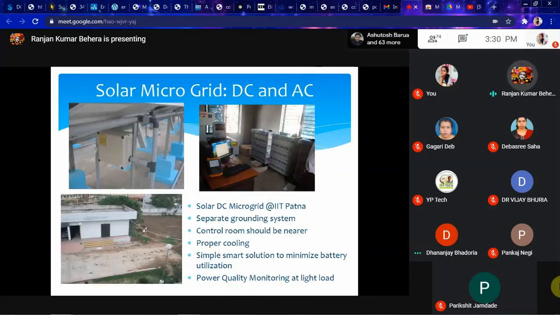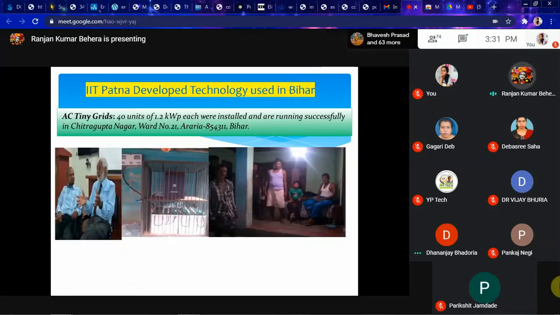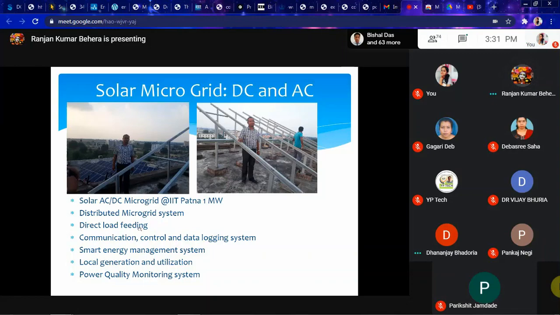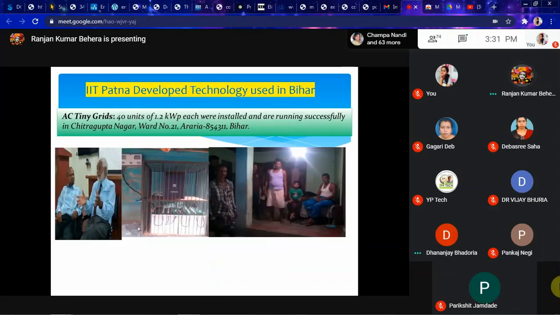But the most important thing in the solar system is to design specially the grounding system, okay? And then the battery utilization, minimization of the battery utilization, are important. Then we have a 1 megawatt direct feeding PV system in IIT Patna. It is also used in many places like Chitragupta Nagar, and in many places in Araria, where it is a very small unit, 1.2 kilowatt each, that is developed.